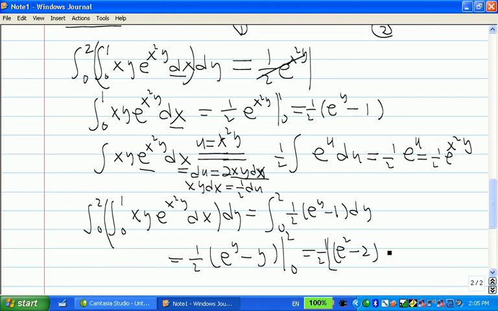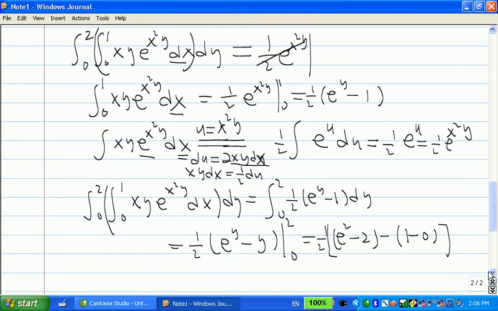This whole thing, subtract, replace y by 0, e to the 0 gives you 1, minus 0. That's your answer. Okay. So you got a number here. What is that number? That number is your double integral.